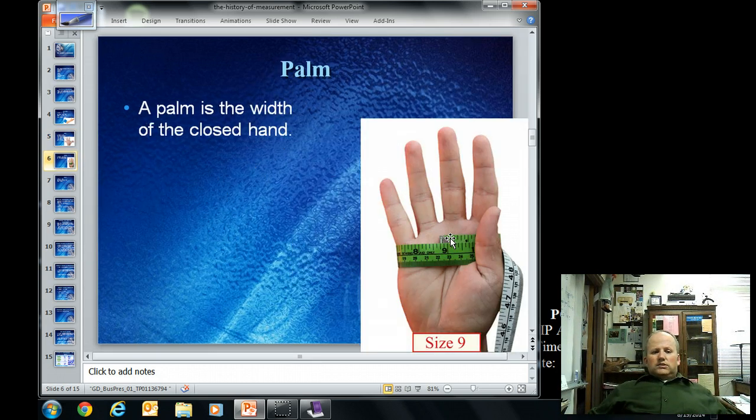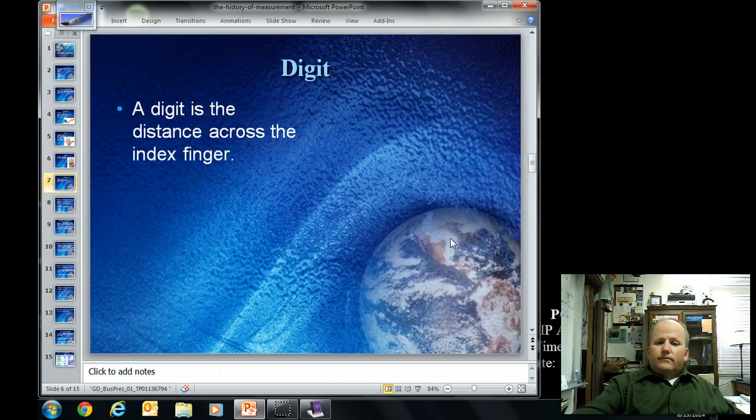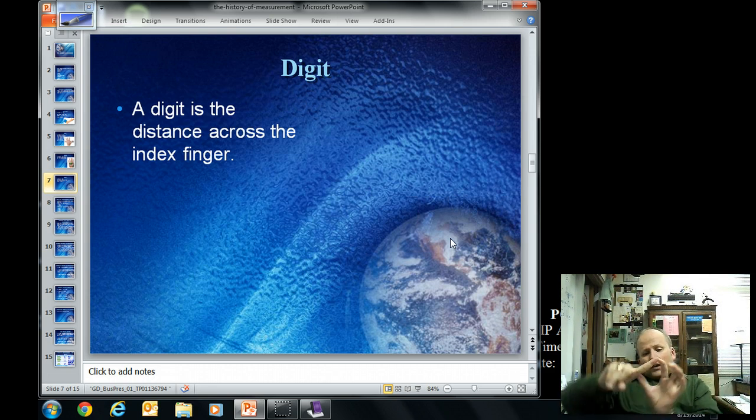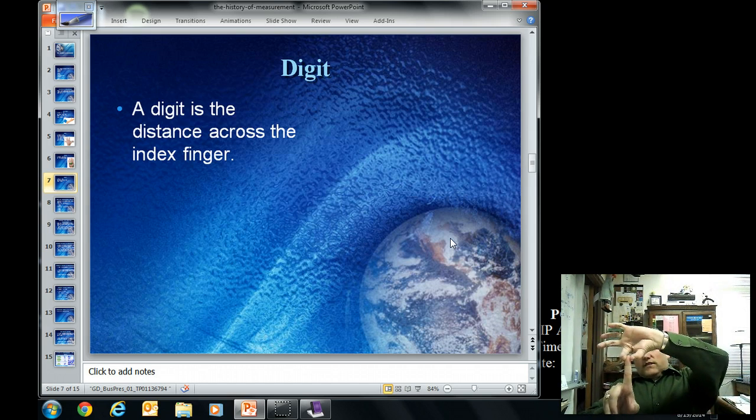Next smallest is called the palm. And not surprisingly, that is the width of your palm. So I am showing you the width of my hand. That is called a palm. And then the smallest one is called a digit. And that is the distance across, it's not the length of, it is the width of your index finger.